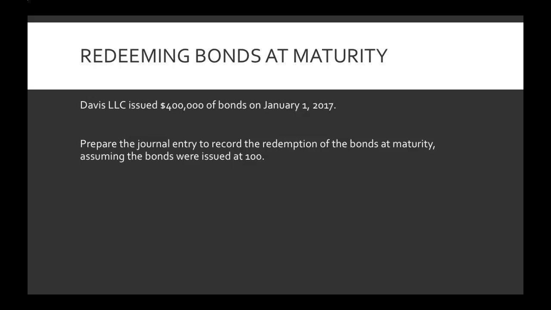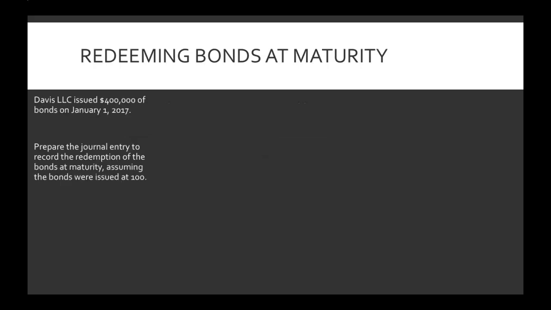We need to prepare the journal entries to record the redemption of the bonds at maturity, assuming that the bonds were issued at 100. So at maturity, at the end of its expected life, these bonds are now being redeemed. So redeeming bonds means that you're paying people back. So if we pay people back, we no longer have bonds payable on our books.